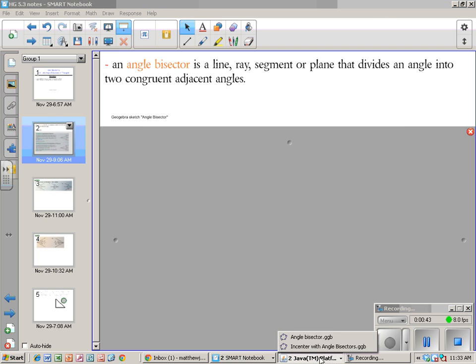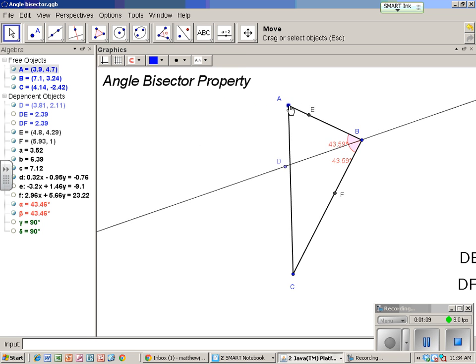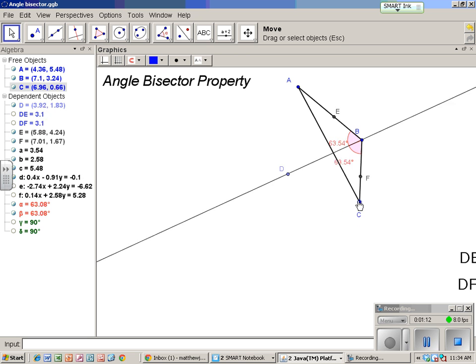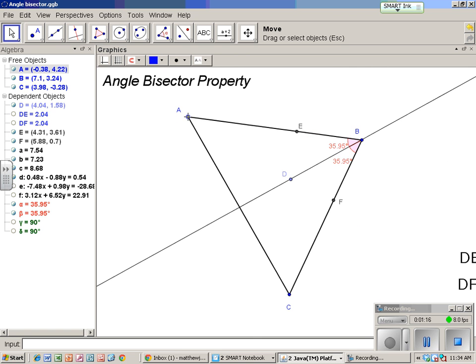Angle bisectors. All right. So what we have here is triangle ABC. I have constructed this line DB, this one here where the crosshair is at. That is the angle bisector. You can see that the 32.84 and the 32.84, those two angles are the same, so DB is an angle bisector. No matter how we move the triangle around, those two angles are always equal to each other. So it's an angle bisector.